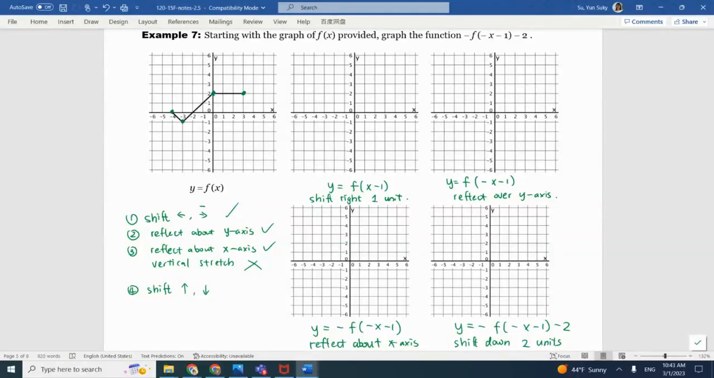So we start over the x-axis. What do you do? Reflect about the x-axis. What do you do? And shift down 2 units.